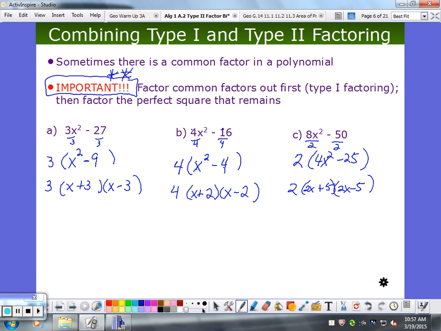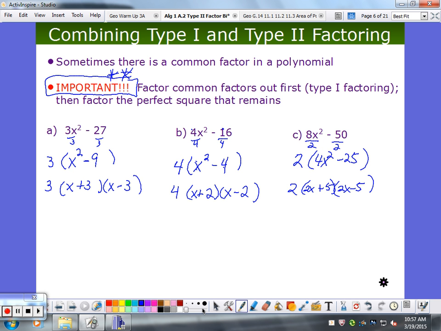We just add the step for type 1 to the last one, and then the type 2 factoring, without having to.